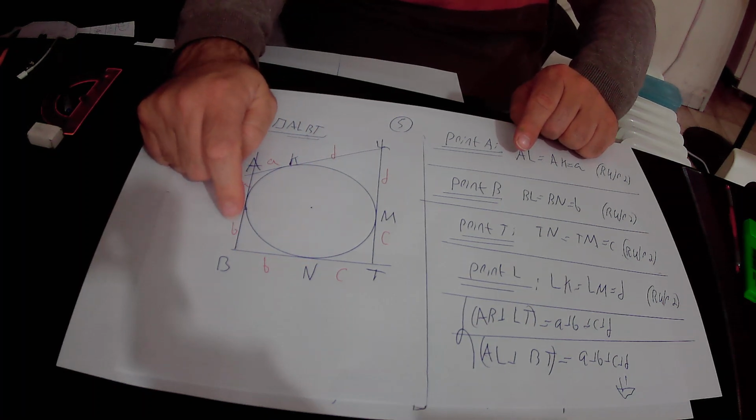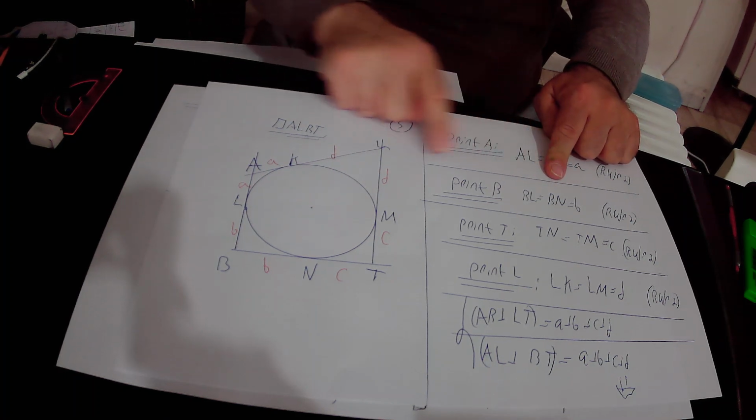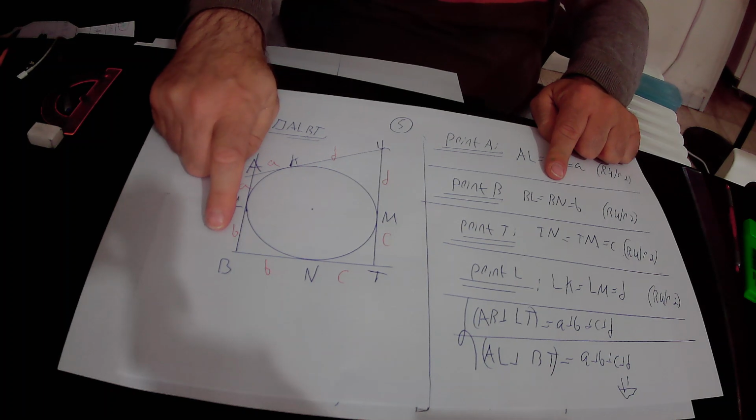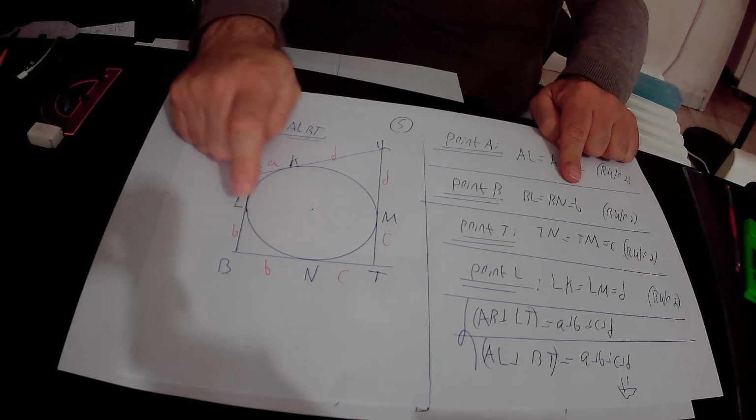That is to say, BL equals BN, according to rule 2. So if we define one of those two tangents as B, then the other tangent must also equal B because they are equal to each other.